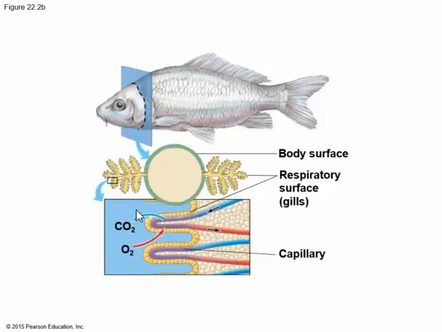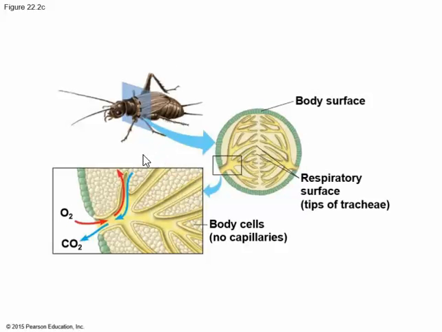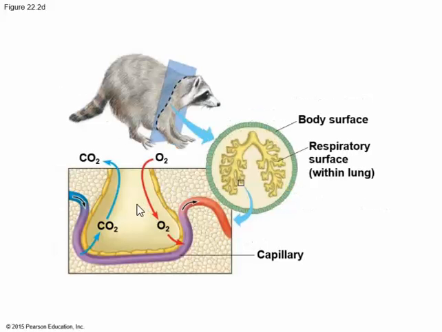Gills are an extension for water. The tracheal system is an adaptation for insects on land. And terrestrial vertebrates have some type of lungs, for the most part, except for fish, of course.